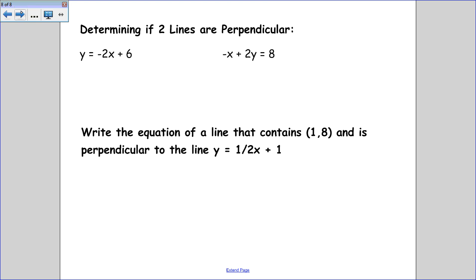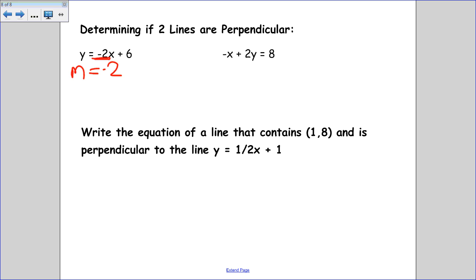Okay, so let's determine if these two lines are perpendicular. Well, to start, we need to find the slope of one of these lines. Okay, the first one is in y equals mx plus b, so we can see our slope right here. It's our m, and it's -2. Okay?